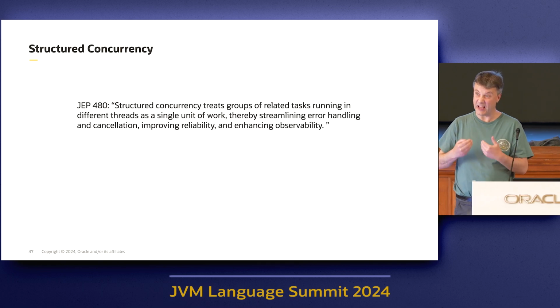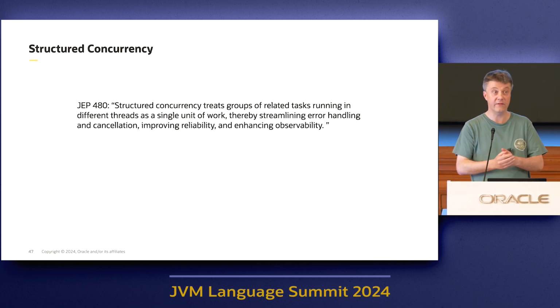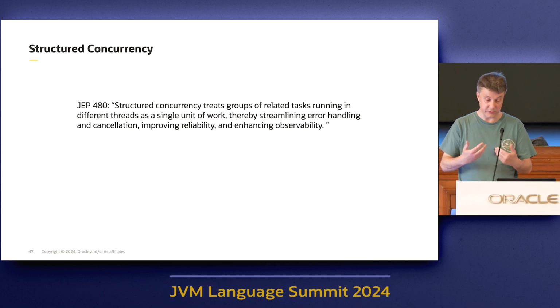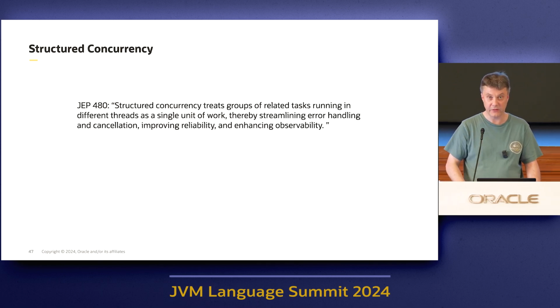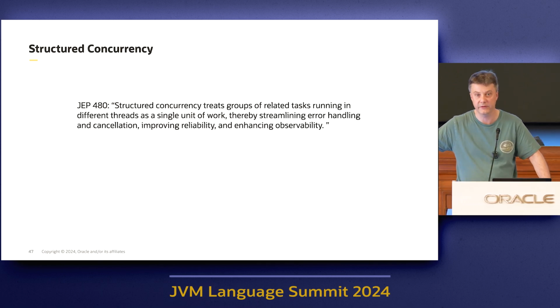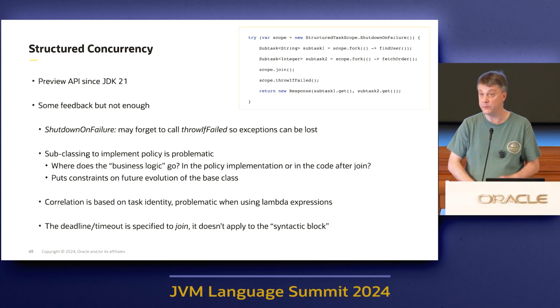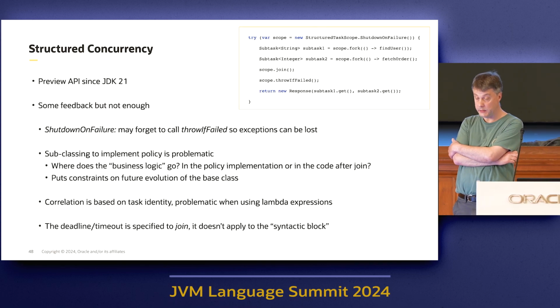And this is actually really, really hard to do with everything we have in the JDK. There are so many problems where you end up waiting for something, but your sibling task has actually failed and so on. We went through some of these examples last year. Okay, so this API has been in preview since 21.